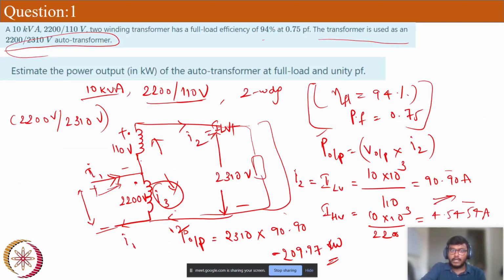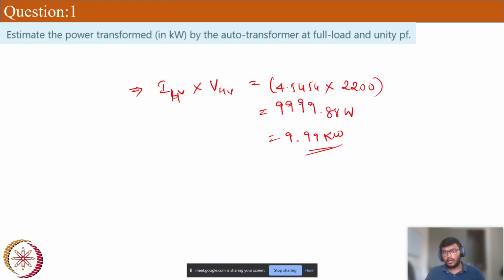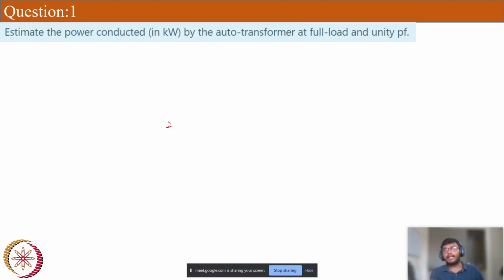We saw how much kVA difference we got from this electrical connection as well. To apply that concept in this problem, the first question we solved is the total power output, around 210 kilowatts. But my primary winding can only handle 2200 volts, 2.2 kilovolts, and 4.54 amperes. So what is my power there? It's only around 10 kilowatts. If you are asked to calculate the power conducted, we have to subtract the power transformed from the total power output of the auto transformer.